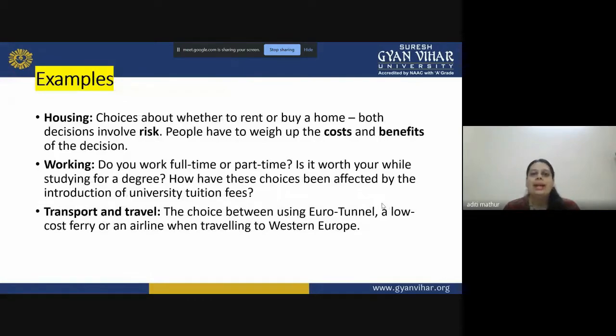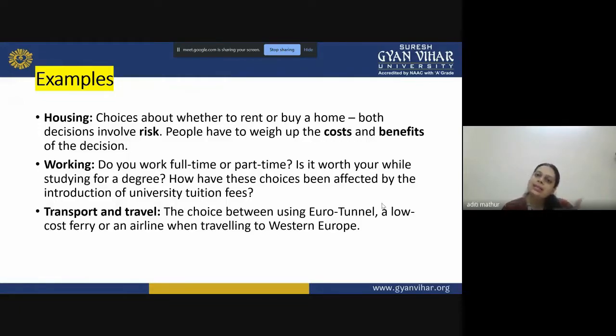Let's take an example and understand. Example, housing. Choose whether to rent or to buy a house. Both decisions involve risk, right? Generally young adults face this problem, when they just enter into a relationship or they are married and they are planning to have a separate home, then they come up with the question of whether we should buy it or whether we should go on rent, right? Because both these alternatives are associated with some kind of risk.